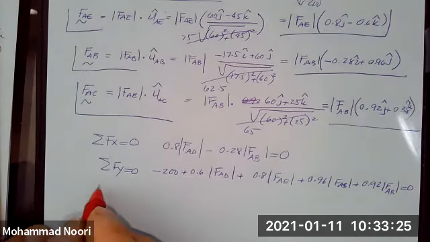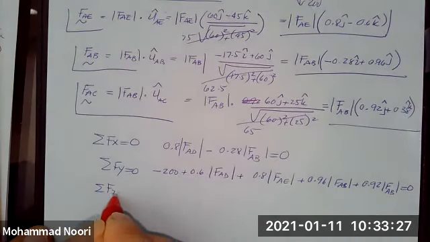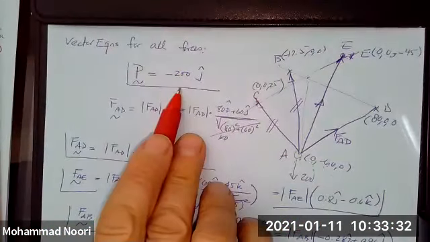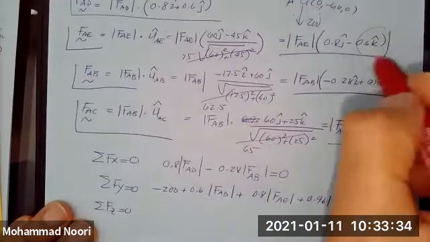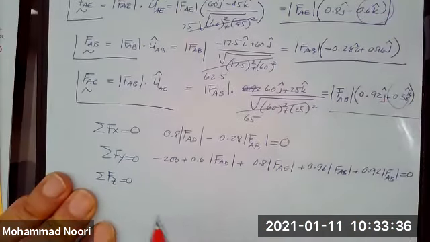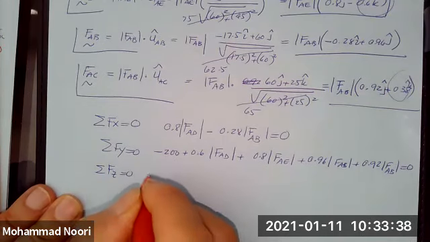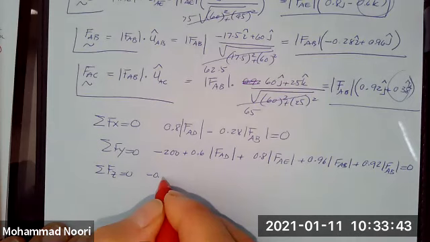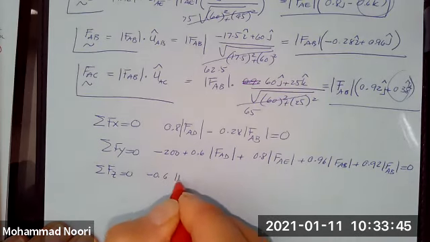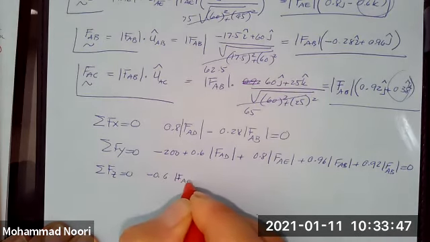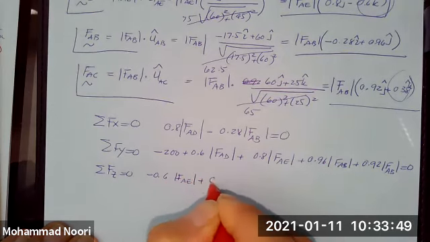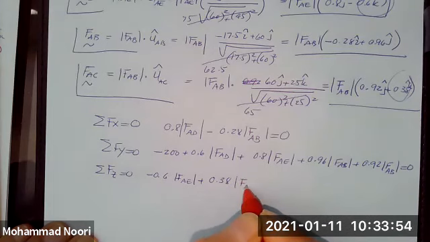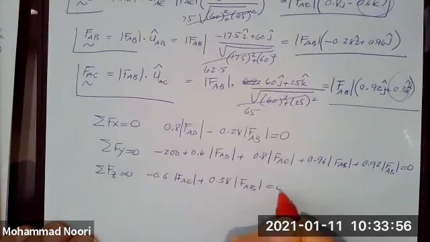Okay? And the last one, summation of forces along Z is equal to 0. This one has no Z component. This one has, and this one has. And that would be negative 0.6 force of AE plus 0.38 force of AB is equal to 0.